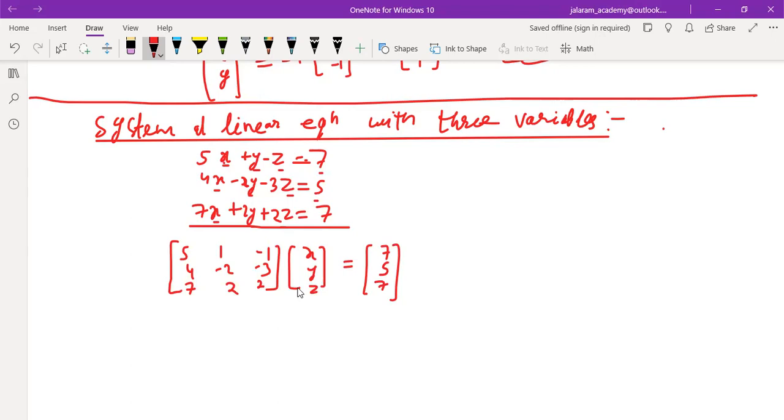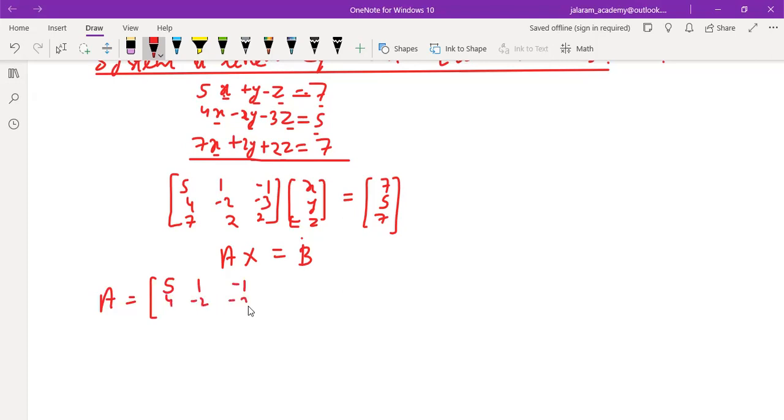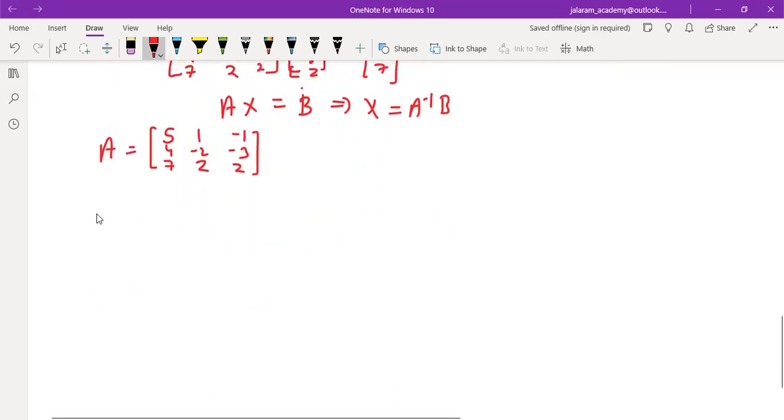Okay. So after finding this, we assume that the first matrix is A, the second is X, which is x, y, z, equals B. So what we have assumed is that the matrix A equals 5, 1, minus 1, 4, minus 2, minus 3, 7, 2, 2. And to find X, what should we do? X equals, we know, A inverse B. Means first of all, we have to find A inverse. So how to find A inverse?